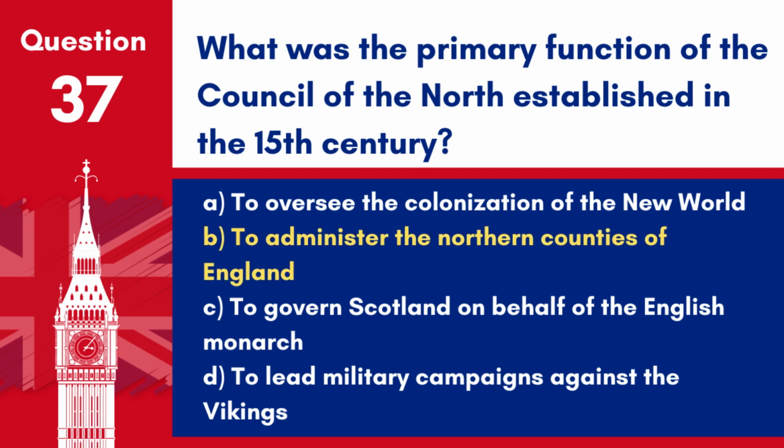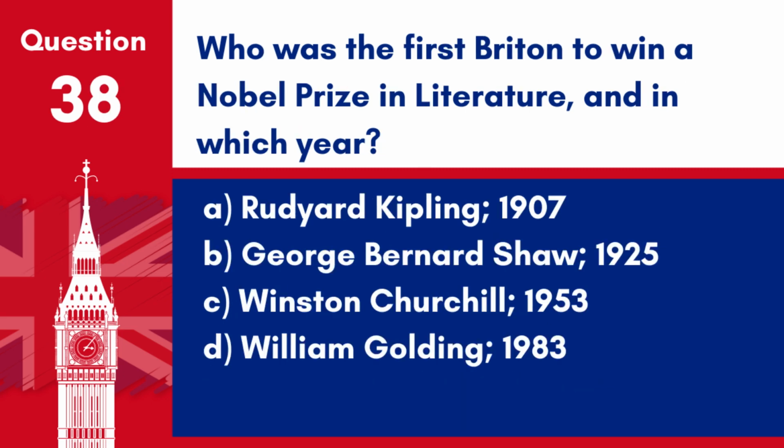Answer: B. To administer the northern counties of England. The Council of the North was established to administer the northern counties of England, providing governance and justice in the region. Question 38. Who was the first Briton to win a Nobel Prize in Literature, and in which year?